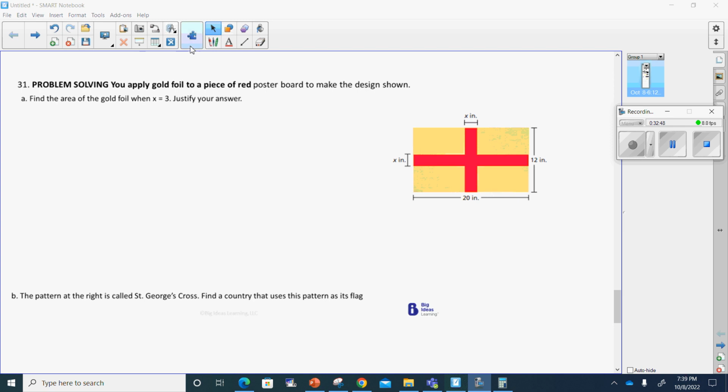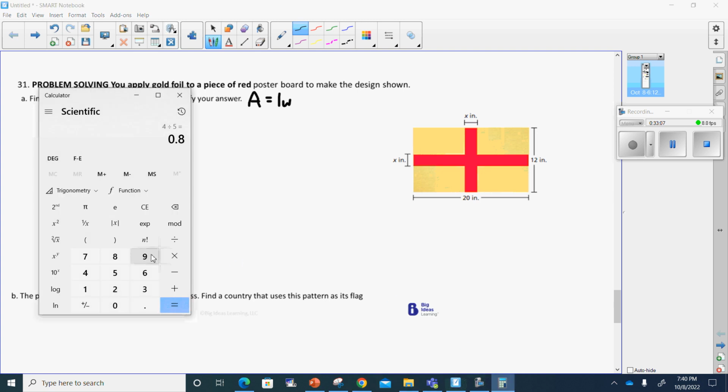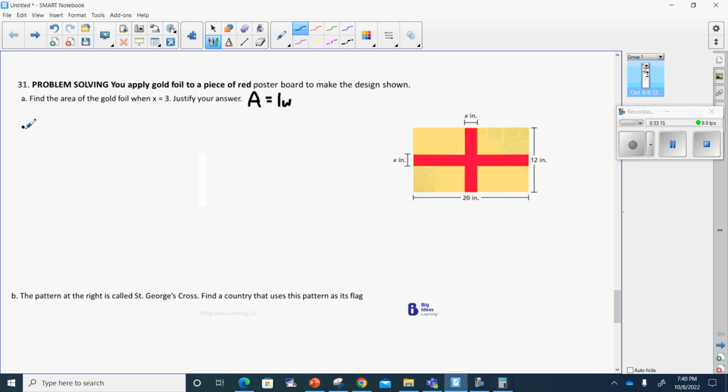All right, so find the area of the gold foil when x is 3. So first, let's realize that area is going to equal length times width. So if I'm finding this, I have to take 20 and multiply it by 12 first to get the whole thing. 20 times 12 is going to equal 240.